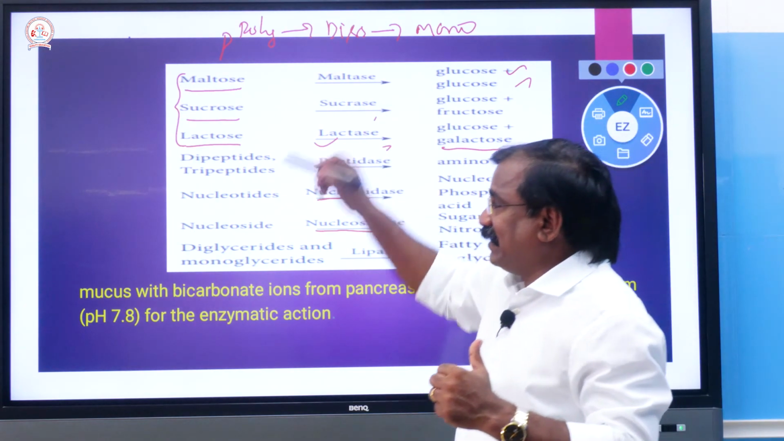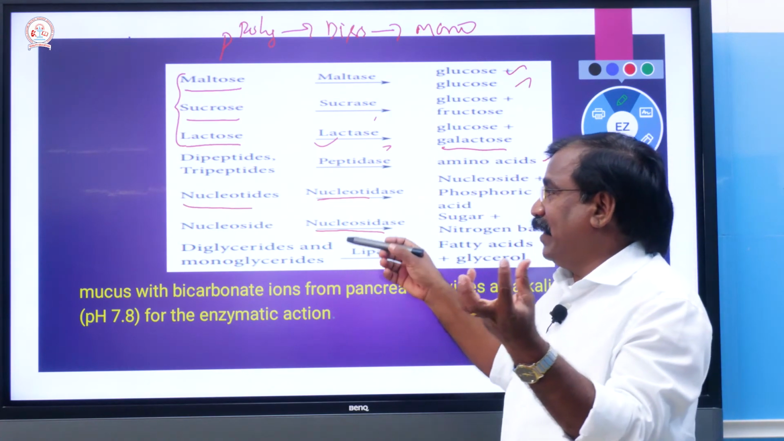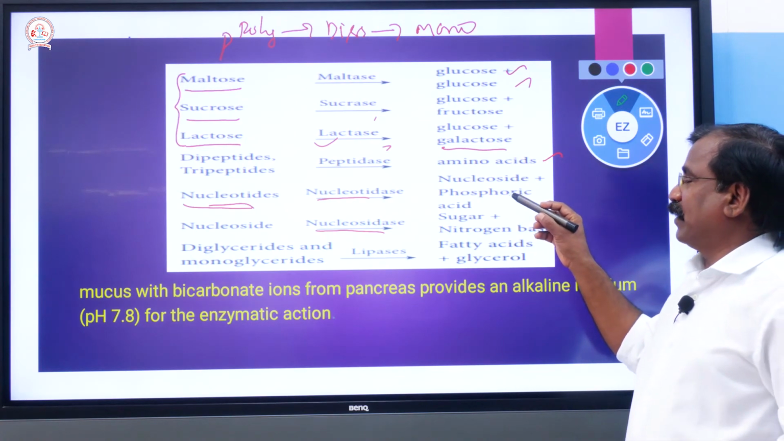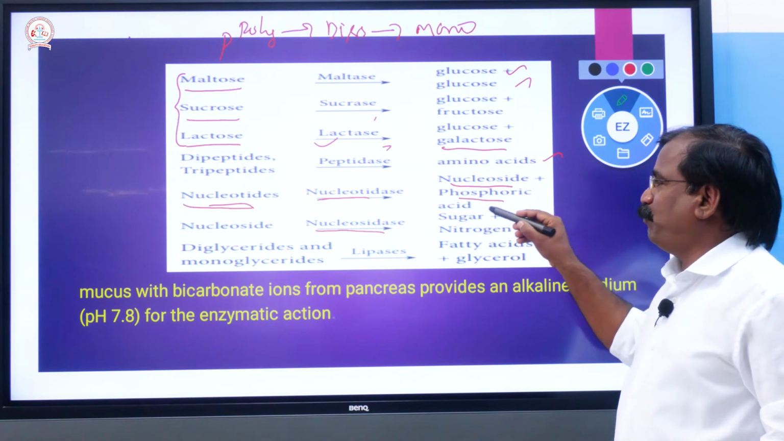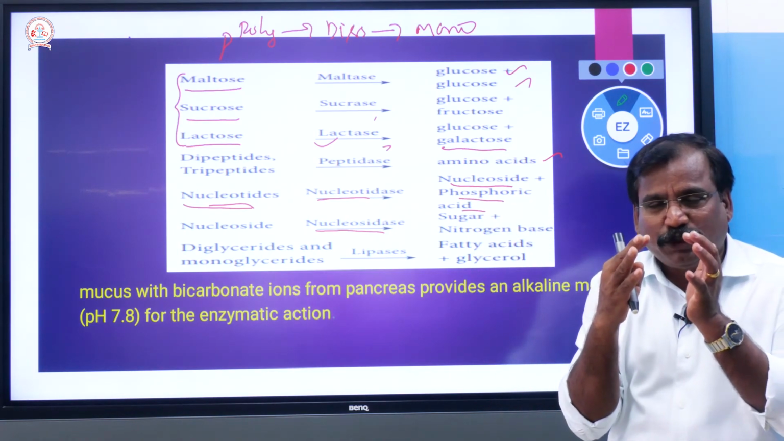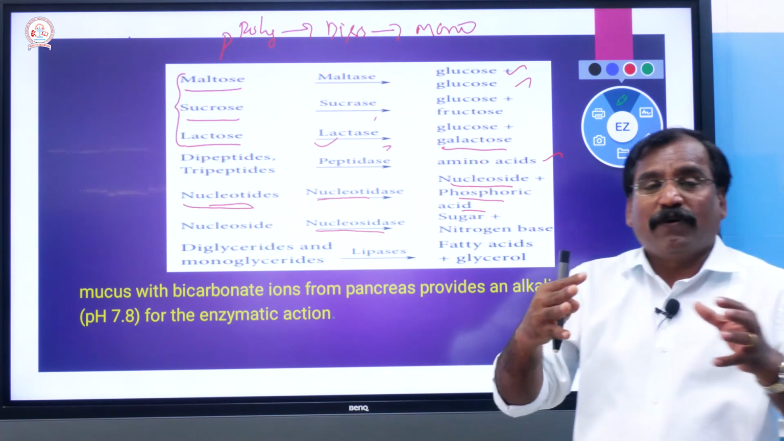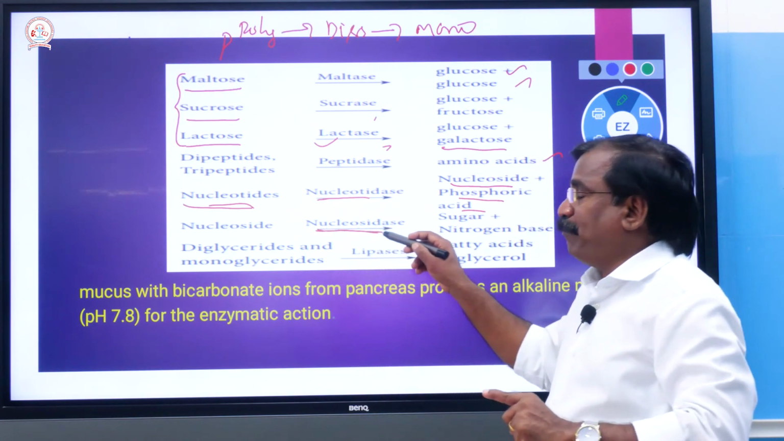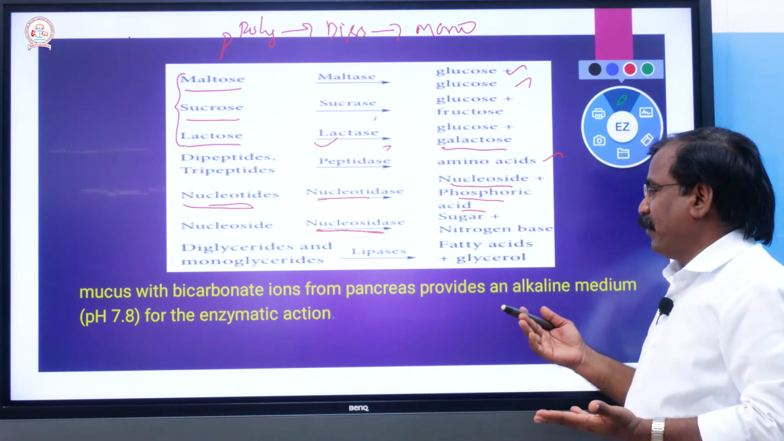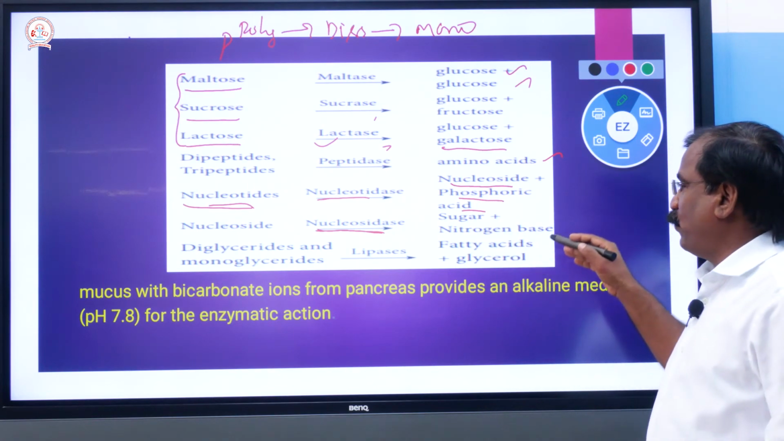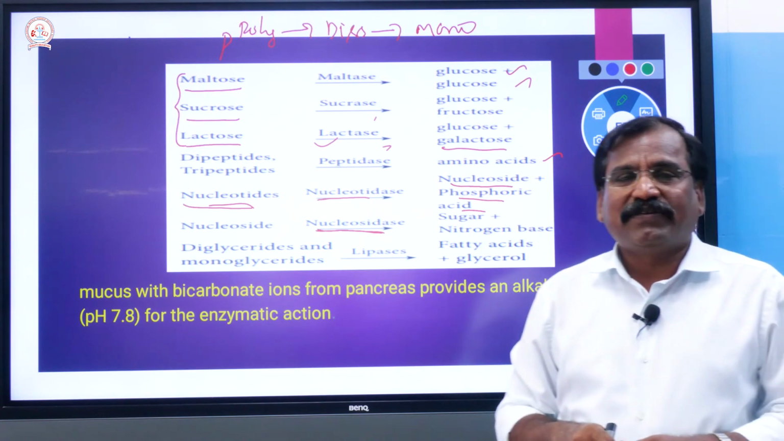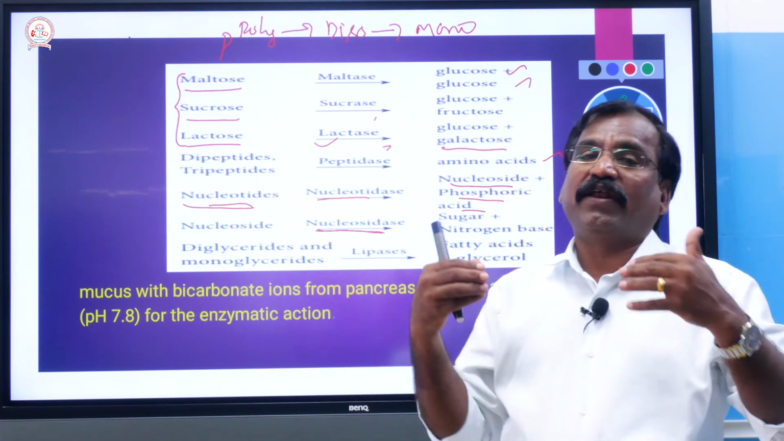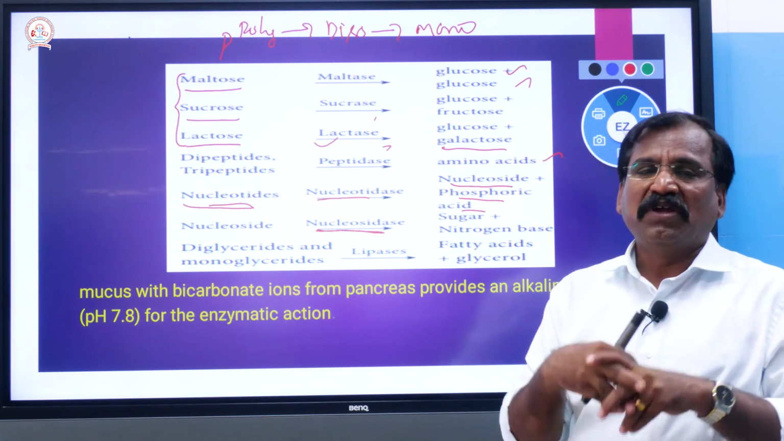The nucleotidase acts upon the nucleotide, the full unit, and breaks it into nucleoside and phosphoric acid, P. Once that P is removed, the remaining sugar and nitrogenous base is called nucleoside. It should be further digested. Who acts on the nucleoside? The enzyme nucleosidase breaks that nucleoside into nitrogenous base and sugar. These are the units of DNA and RNA. Nucleic acids are also fully digested.